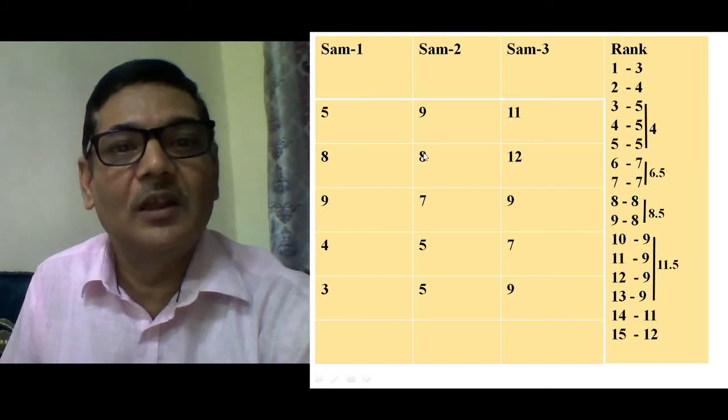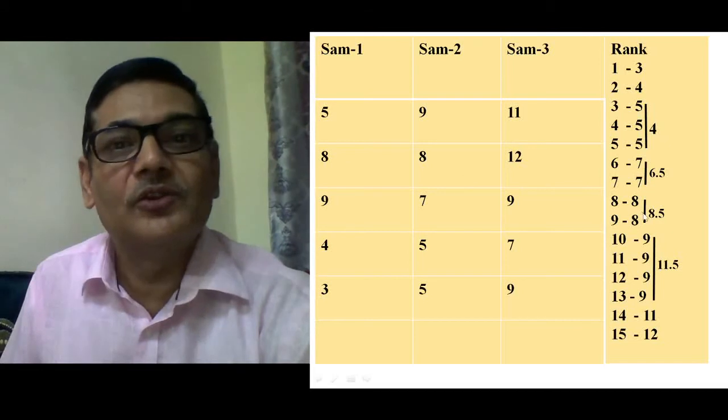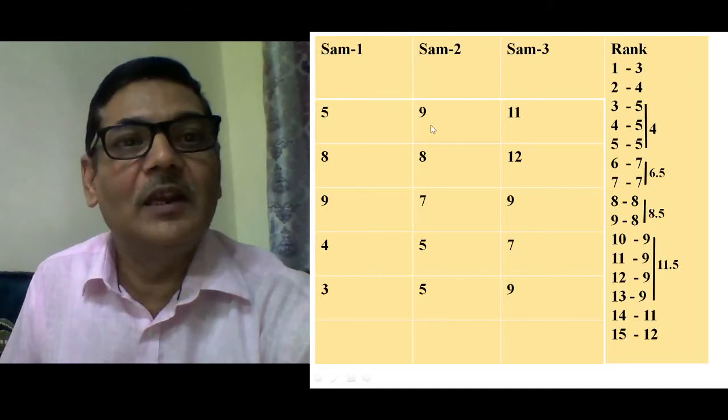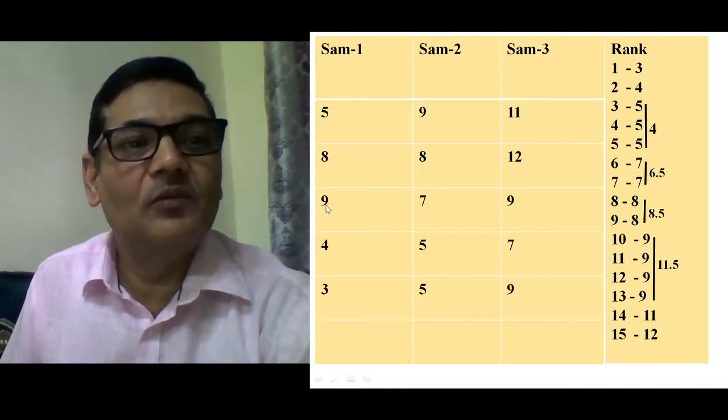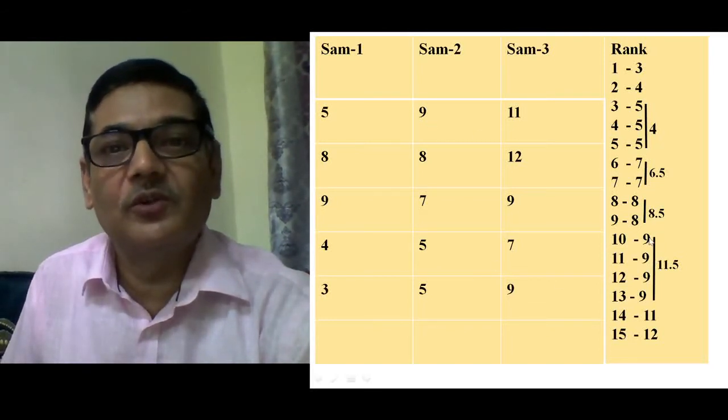8 is coming here, and 8 is also coming here in the first sample. So 8 is coming 2 times, and it is being ranked as 8 and 9, and its average will be 8.5. So 8 is being ranked as 8.5. And then the next number is 9, and 9 is coming 1, 2, then 3 and 4 times. So 9 is being ranked here as 10, 11, 12 and 13, and its average will be 11.5. So the final ranking for 9 will be 11.5.